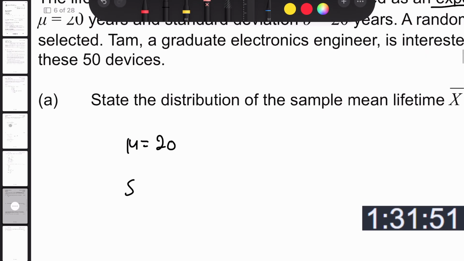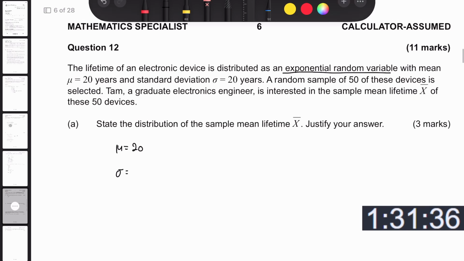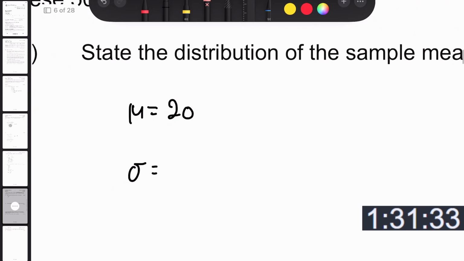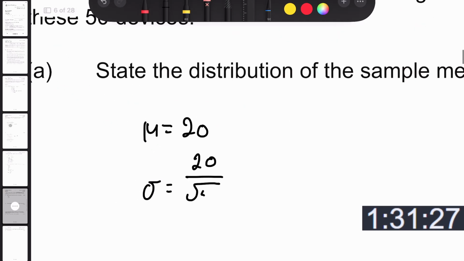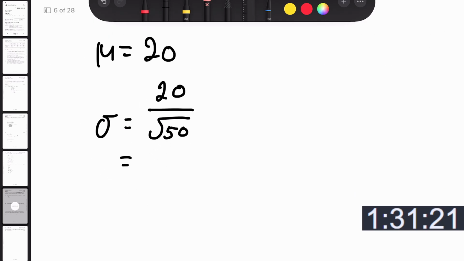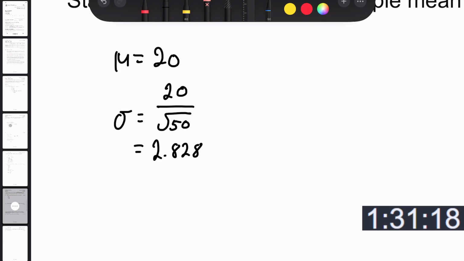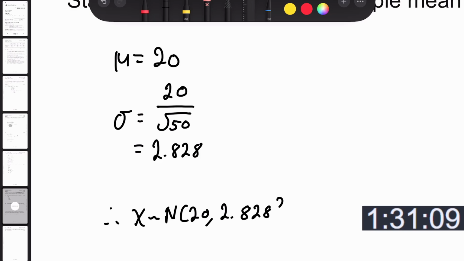Okay, I've been doing too much methods. Let me think. Z of s, that's confidence interval. For the sample mean, it's just going to be s on square root of n. So the standard deviation normally is 20, so 20 on square root of 50 is 2.828. Therefore x is approximately normal distribution, with the mean of 20 and a variance of 2.828 squared.